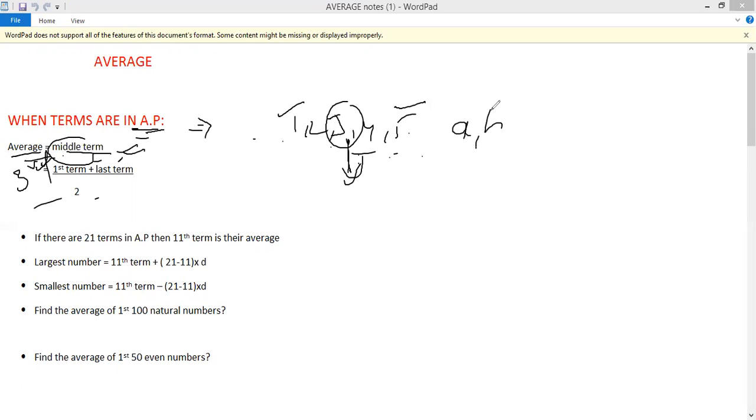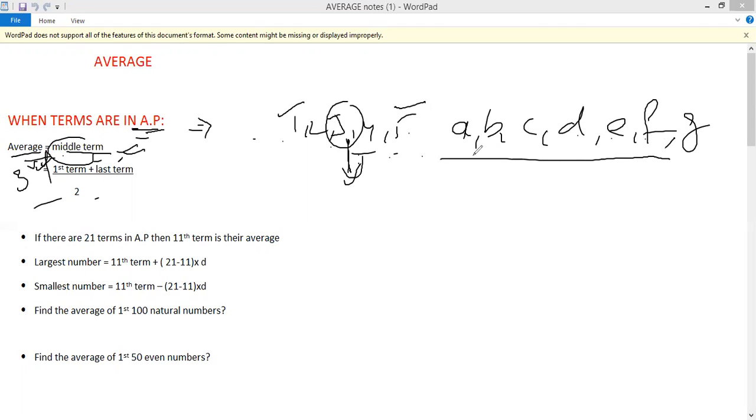Suppose A, B, C, D, E, F, G are my numbers. What is the average of all these numbers, which are in AP? First term is 1, last term is 7. How many numbers? 7 numbers. 7 plus 1 by 2 is 4, so the fourth number is the average term. So D is the average, the middle term.